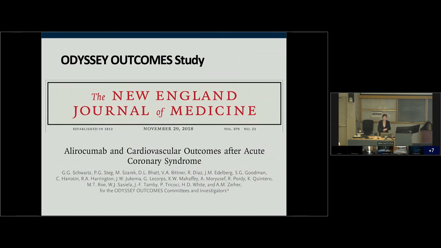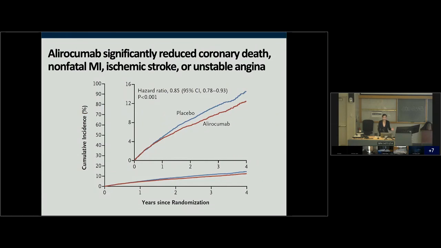Another PCSK9 study, using Alirocumab, another PCSK9 inhibitor, was the ODYSSEY OUTCOMES study, and that was published after the FOURIER study. That also showed very similar results, so I won't belabor the info, but their primary endpoint was the reduction of coronary death, non-fatal MI, ischemic stroke, or unstable angina requiring hospitalization. You'll also see that the drug, represented in the red line, showed a marked decrease of about 50% relative risk reduction compared to placebo. And this is going out to 4 years. They had a longer follow-up time frame.